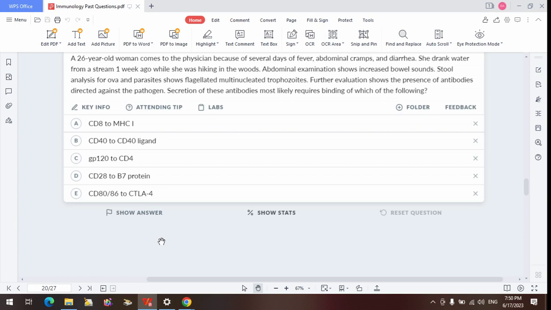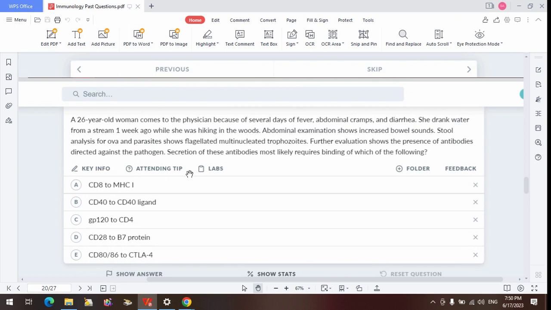What will make it CD28 to B7? I'm having issues understanding this whole innate thing. I thought it was going to be an innate response, since the body is prepared to see it. I thought there was no need for the T cell conversion, so I was tilting more towards A. Do you get?